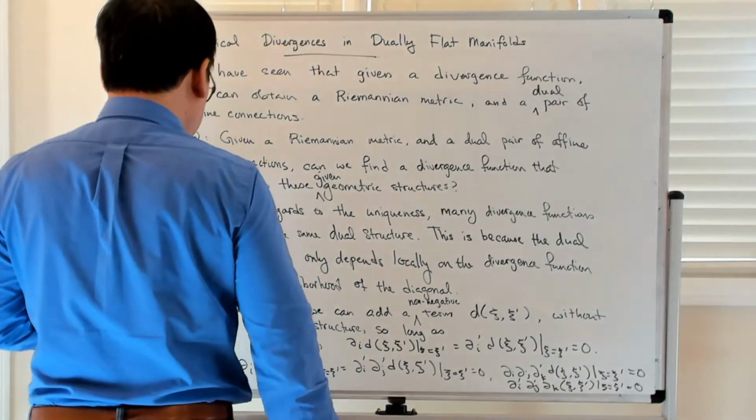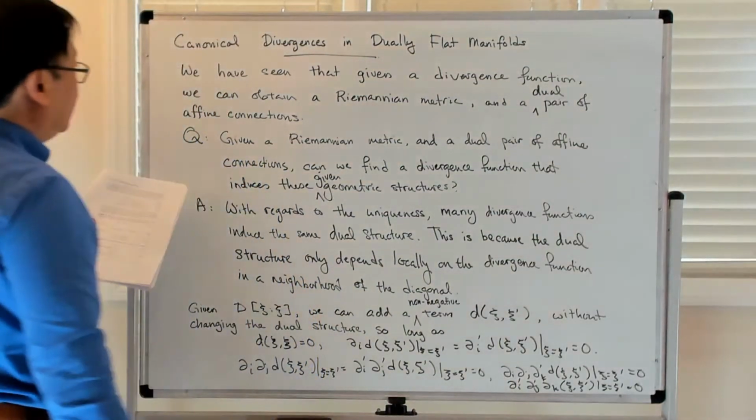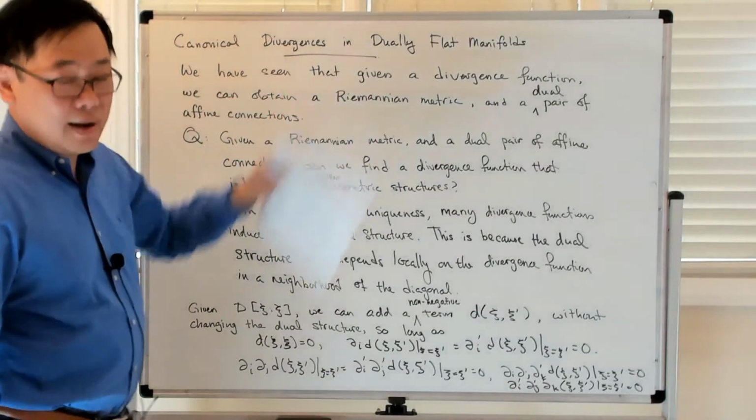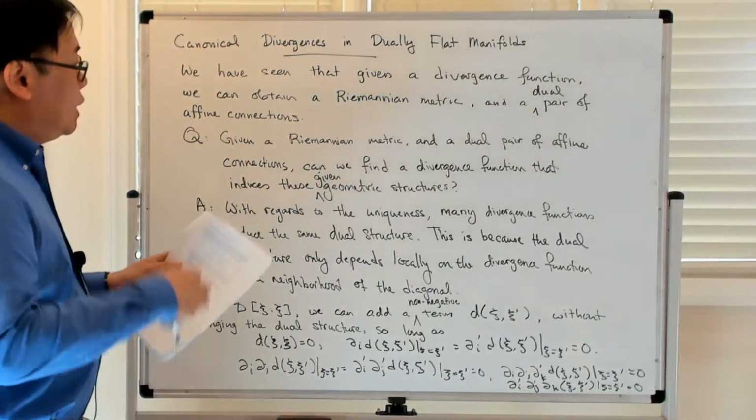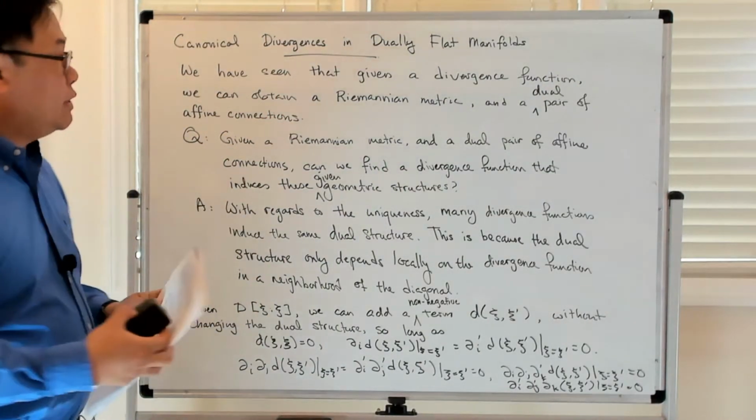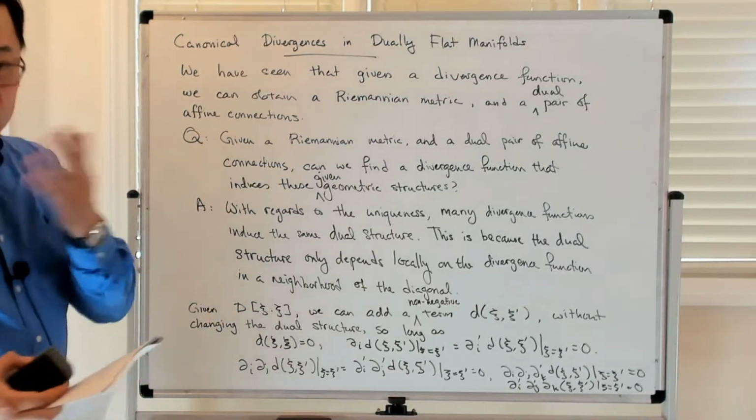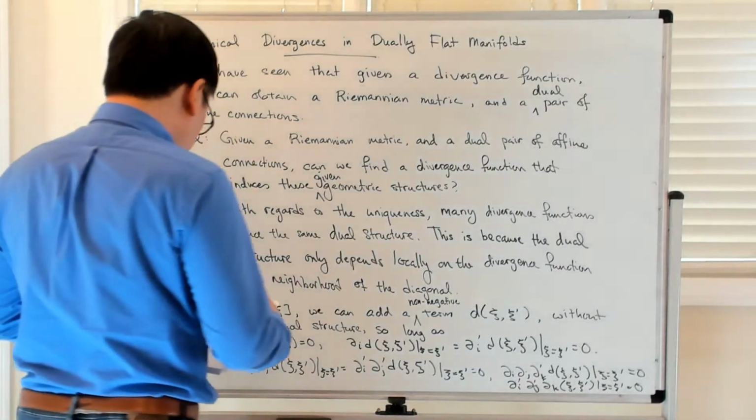So what is perhaps interesting is that if, on the other hand, you're on a dually flat manifold, then there is some sense in which you have a unique canonical divergence. So let's try to address this more carefully.